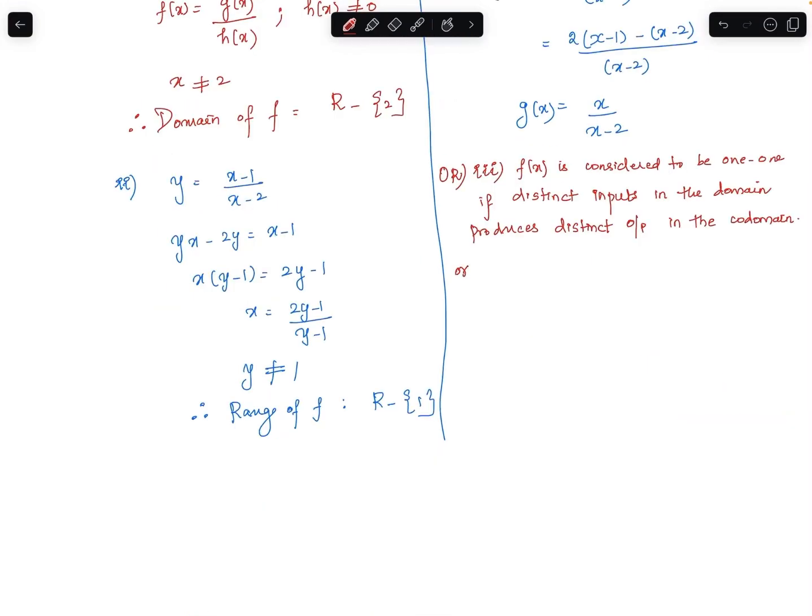Or in other words, we can say that no two different inputs give the same output. This can be expressed mathematically also: if f of x1 is equal to f of x2, which means that the outputs are the same, this implies x1 and x2 refer to the same element. That is, x1 and x2 are one and the same.